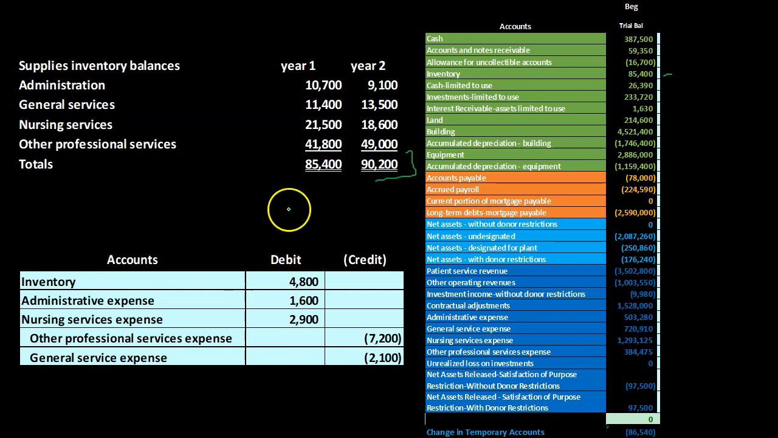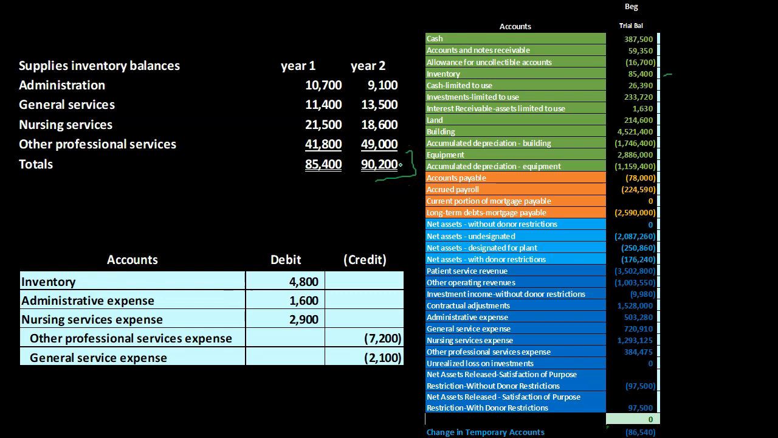Here, however, we want to break out the other side to admin, general, nursing, and the other professional expenses. Therefore, we're going to need more detail than just the ending count number. We're going to need to know basically the change in all of these areas, including the admin, general, nursing, and other. So we got the beginning number and the ending number for these areas, and then the sum of those totals will add up to the ending number here.